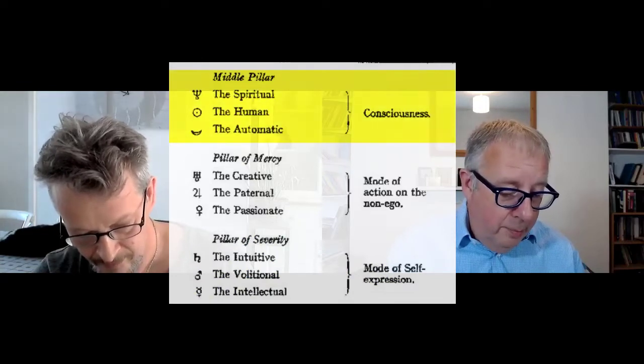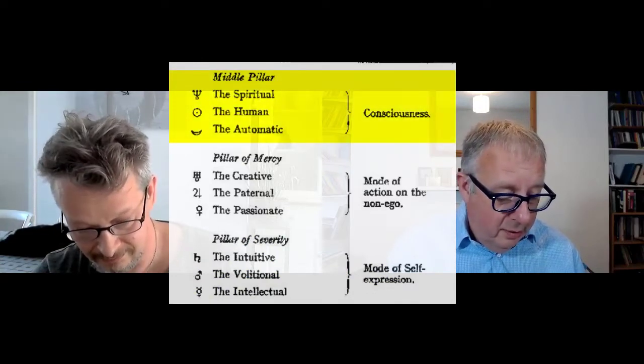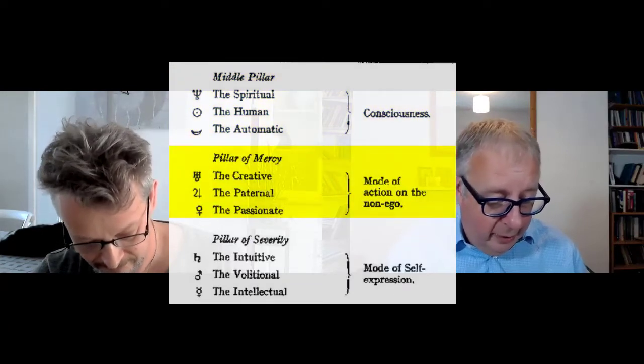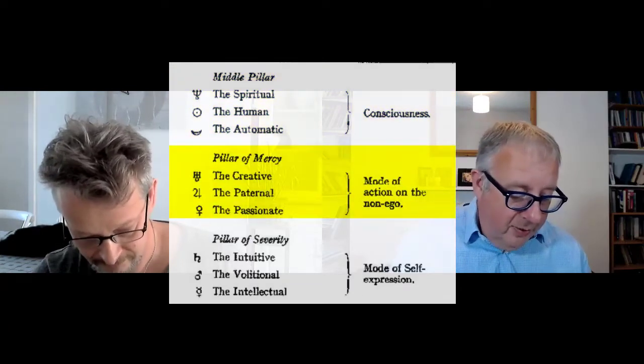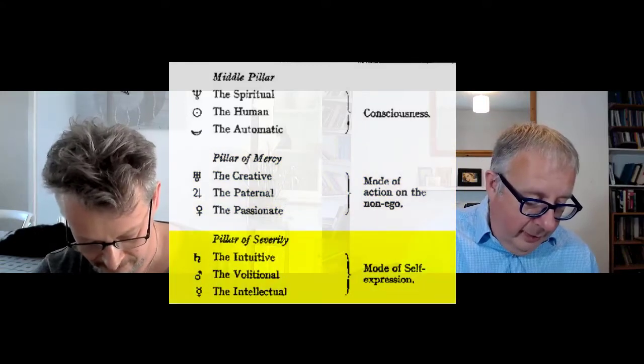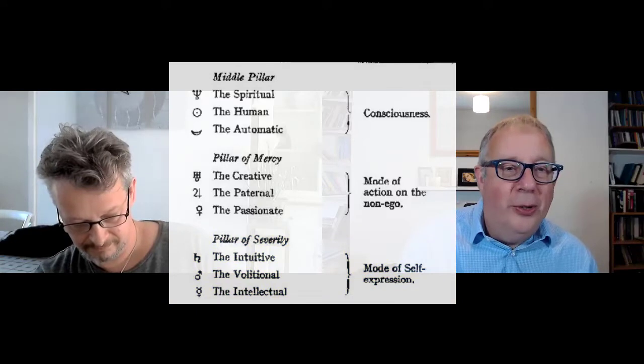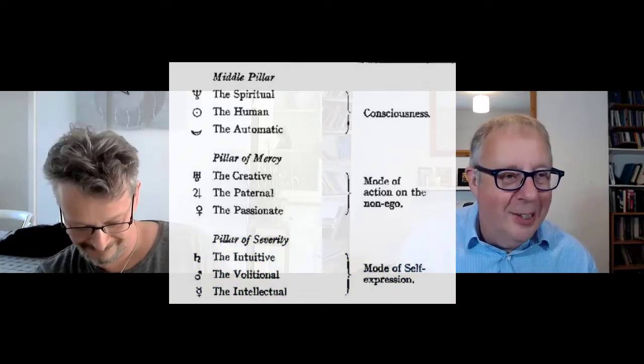So the top part of the middle pillar is consciousness. Then he talks about the pillar of mercy as the mode of action on the non-ego. And then the pillar of severity, he calls it the mode of self-expression. Now, we're not exactly sure what he means by this at the moment, and we'd have to do an entire video, or several, arguing about what exactly he's talking about here.